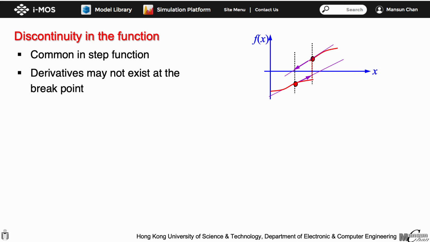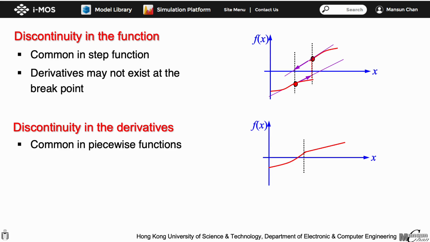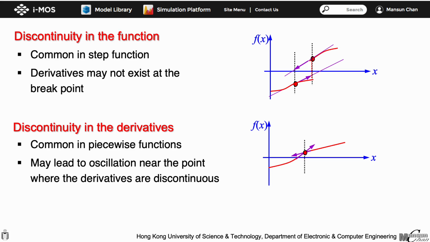To avoid convergence issues due to discontinuity in the device characteristics, sometimes smoothing functions are used to smooth out the abrupt transitions. In some models, the characteristics of a device may be constructed by piecewise functions to describe the operations in different regions. While the function can be made continuous by matching the values at the boundary, the derivatives can be discontinuous. It may lead to oscillations when locating the solution near the point where the derivatives are discontinuous.